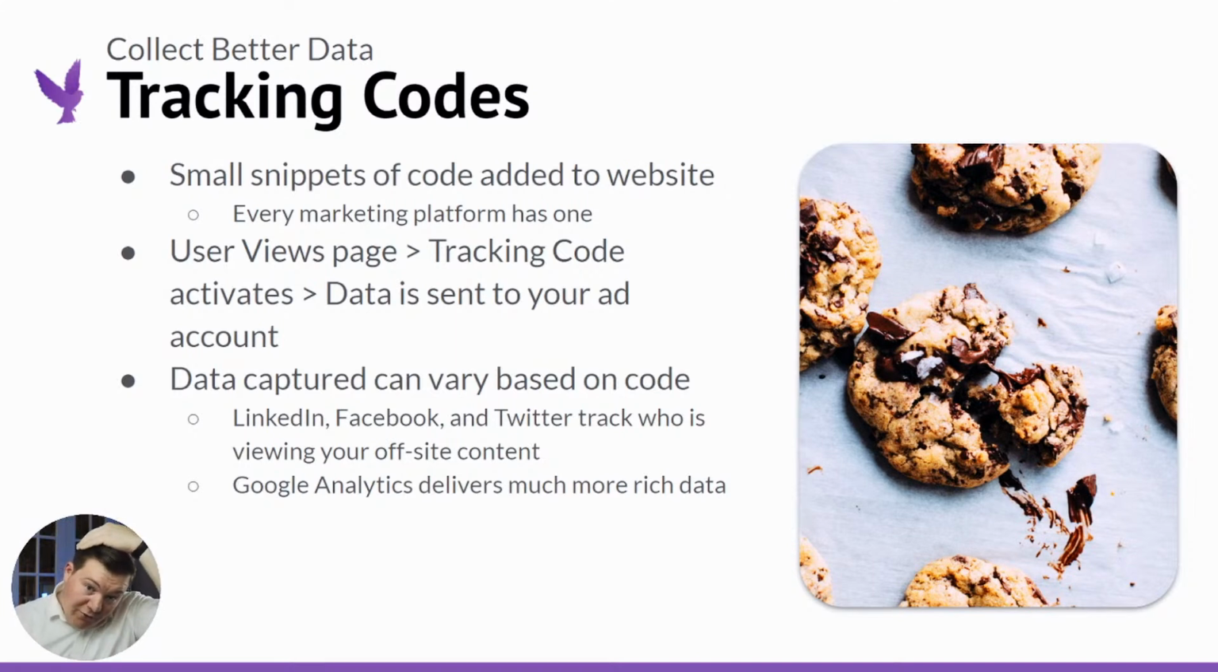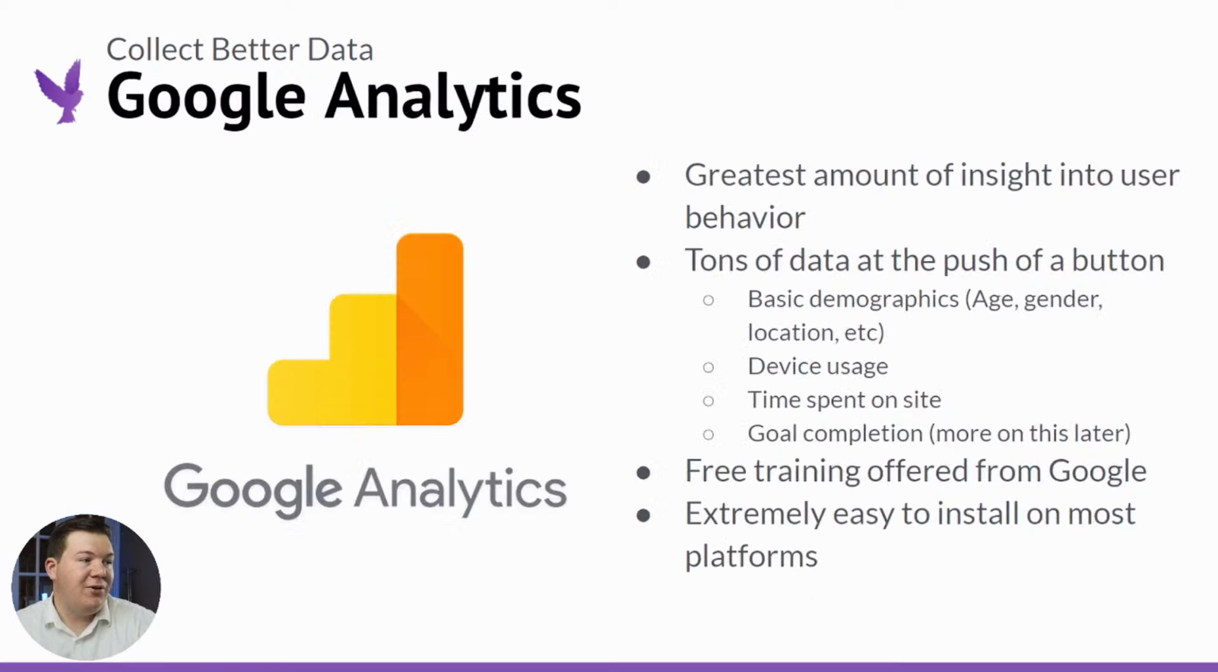So the data captured can depend on the code you're using. If you're using Google Analytics, as you can see here, it gives you a lot of data, and it's really rich because it's meant to monitor website performance as well. But things like LinkedIn, Facebook, Twitter, Pinterest, they're monitoring for what they're seeing so that we can retarget them. Google Analytics is more analytical. We're using it to see a bit more about how our website's performing. So let's talk about Google Analytics real quick.